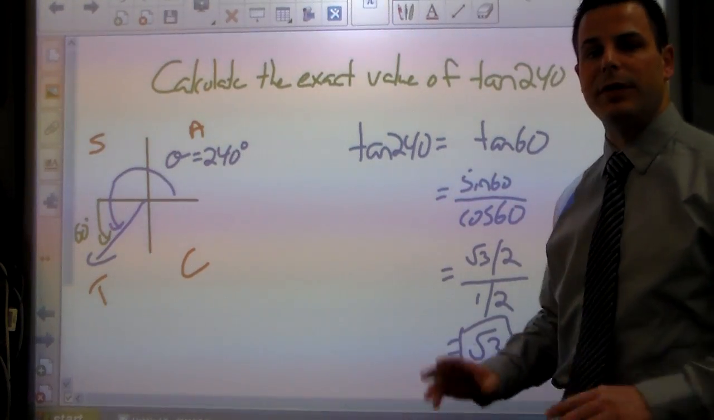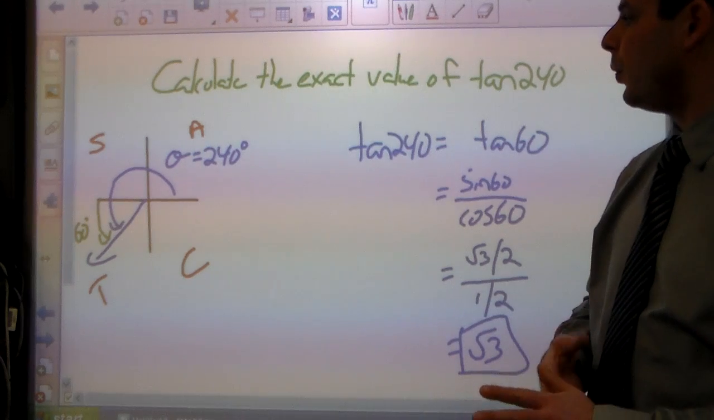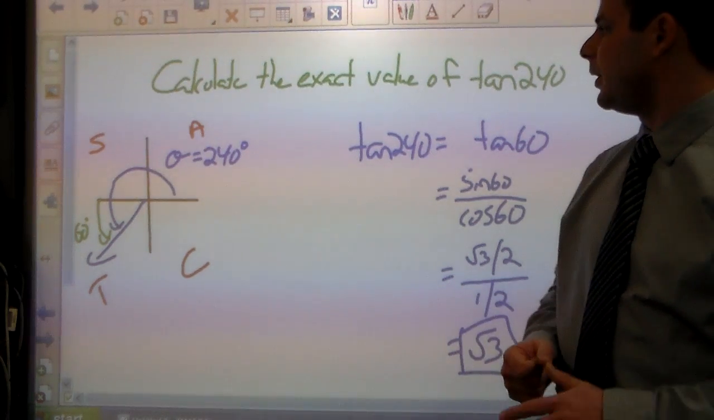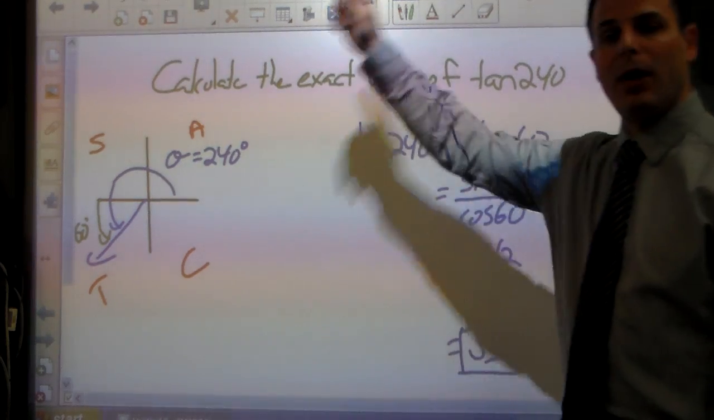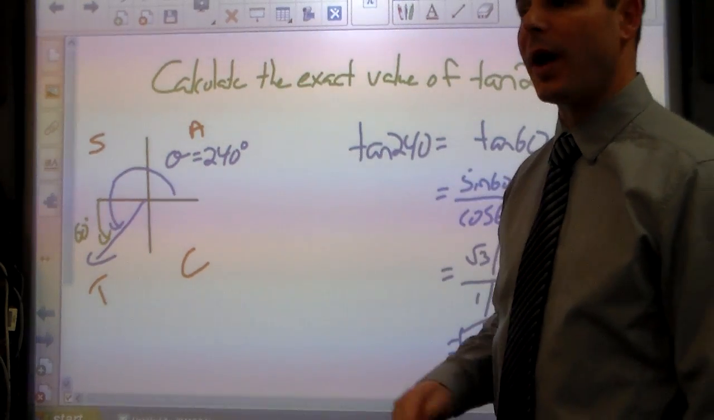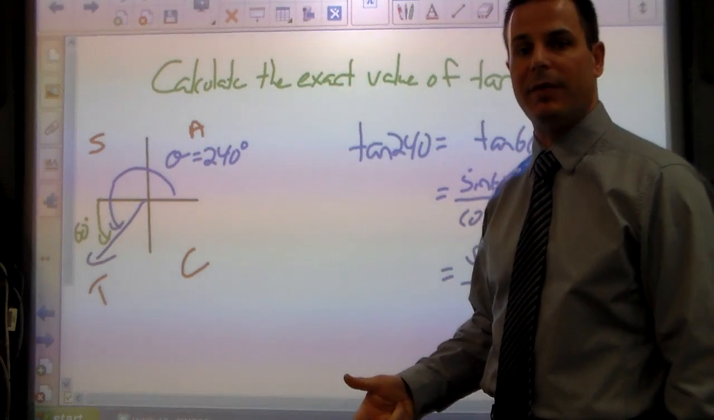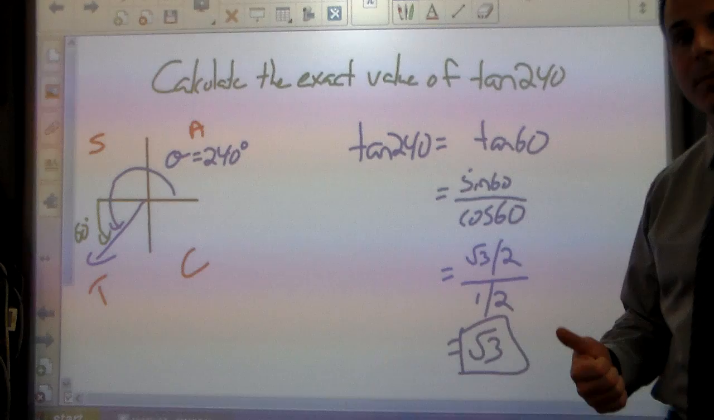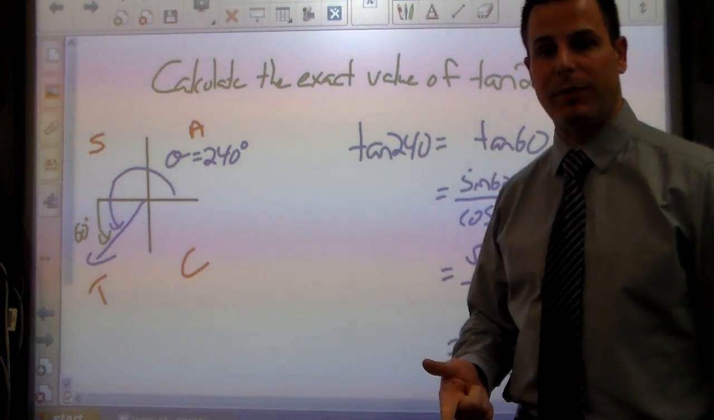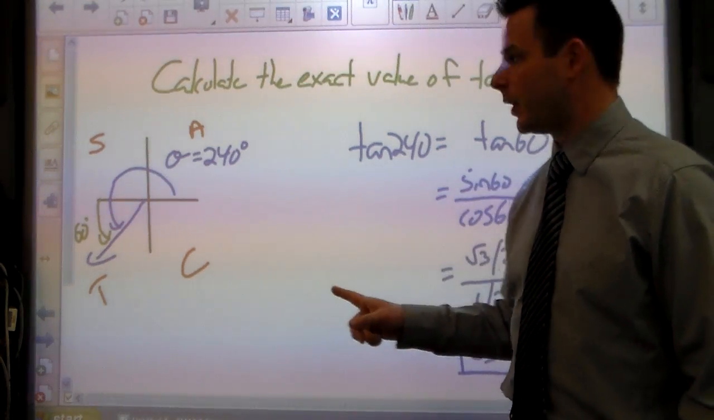So the combination of these two topics just helps you more readily calculate the special right triangle values around the angles of rotation. So now we're not restricted to 30, 60, and 45. Now we can calculate the exact value of any multiple of 30, any multiple of 45 between 0 and 360.